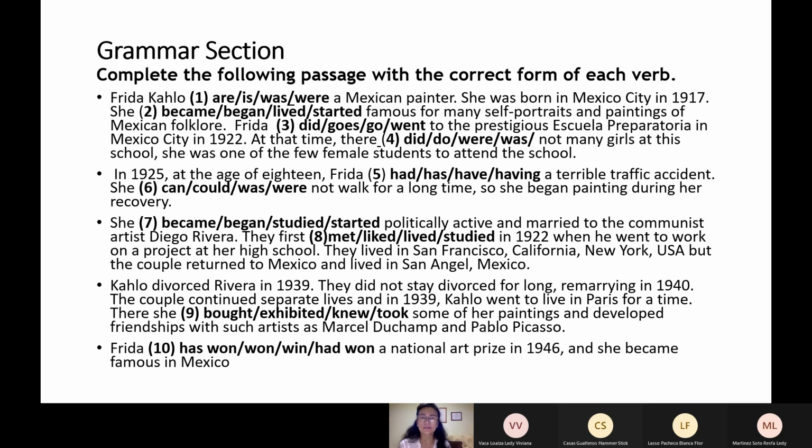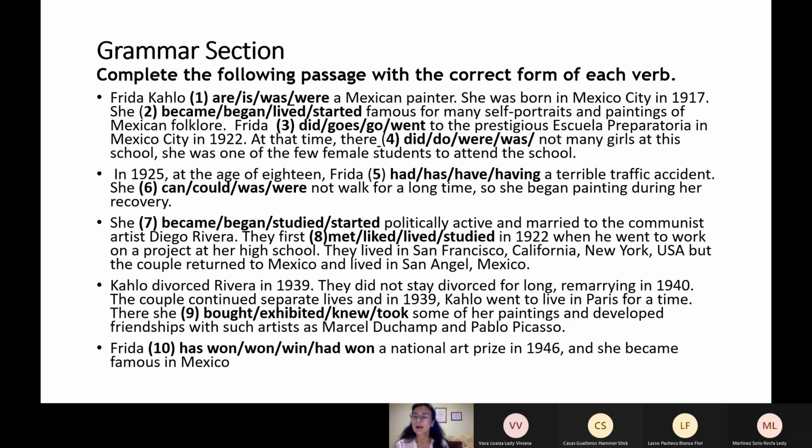They live in San Francisco. Continue. They live in San Francisco, California, New York, US, but the couple returned to Mexico and live in San Angel, Mexico. Very good. So they live in San Francisco and in California, New York, all of those cities in the USA. But they return to Mexico. Continue with the next part, reading.